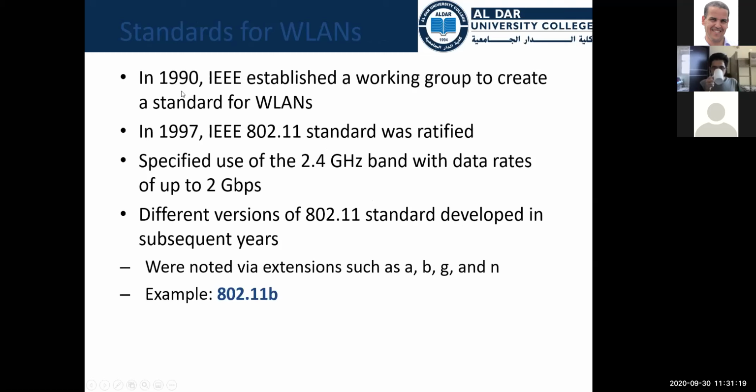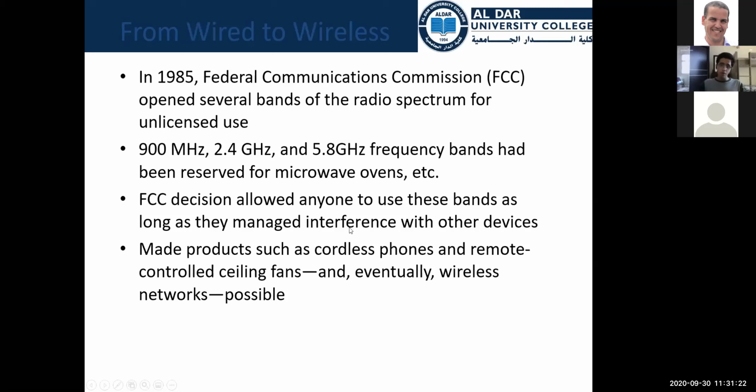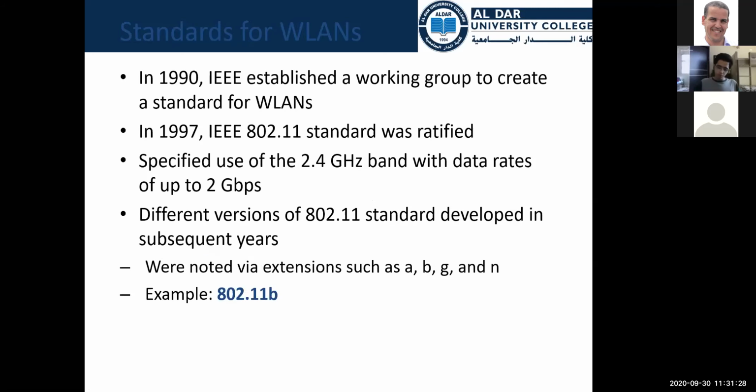After a while, the FCC told us, okay, you can use a free frequency band. Now companies started to study how to make a wireless LAN. IEEE in 1990 established a working group to create a standard for WLANs. They created that standard at the beginning in 1997. I told you about the standards. What is a standard? It is just a protocol to communicate between wireless devices. This protocol can be implemented by software and hardware.